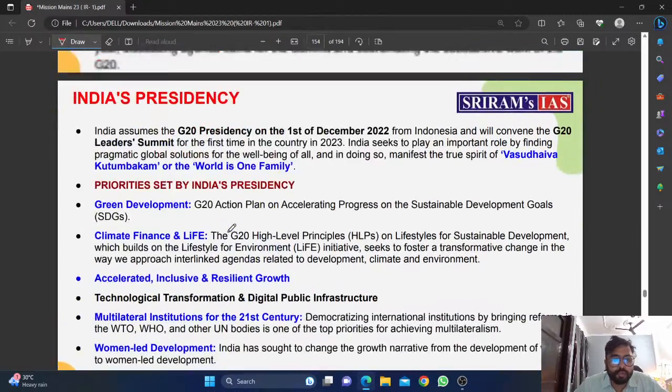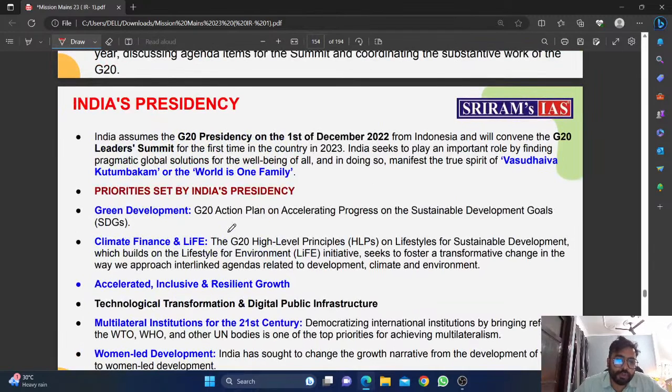Okay, moving ahead, let us see some factual information about India's presidency. India has assumed the G20 presidency on 1st December 2022. We have taken this presidency from Indonesia and will convene the G20 Leaders Summit for the first time in the country. That means the G20 summit is happening in India for the first time. And India seeks to play a very important role in this summit.